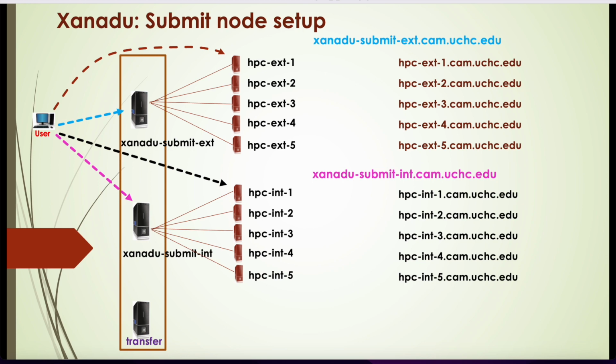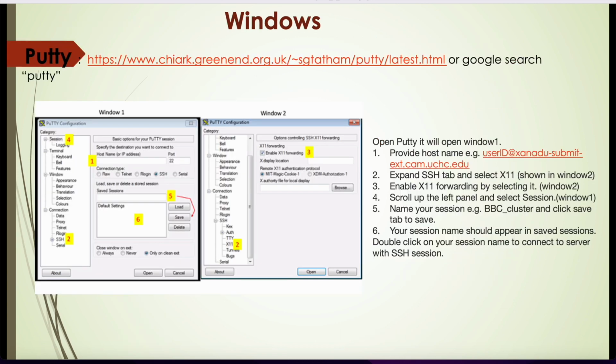In order to connect to the transfer node, the address is transfer.cam.ucsc.edu. Now, just to reiterate, Xanadu Submit External and hpc-ext-1 to 5 are available from anywhere outside the UConn network, and also from within the UConn network. But the Xanadu Submit Internal and the internal virtual submit nodes are only accessible within the UConn Health network. So anywhere outside, if you're trying to establish the connection, you will need a VPN to connect to these submit nodes. That's what we looked into in the case of a Mac.